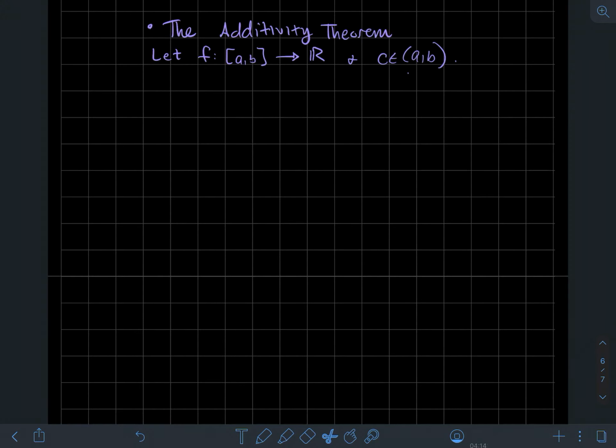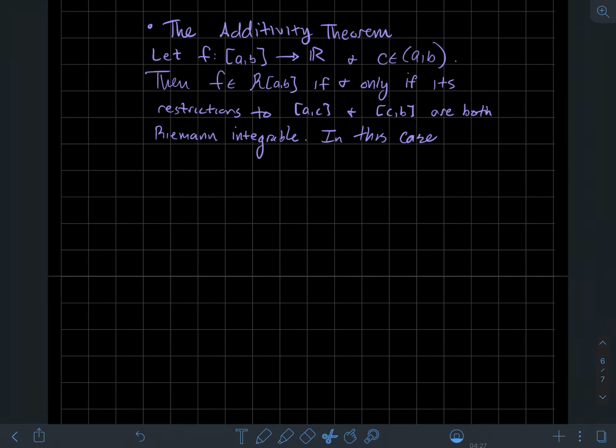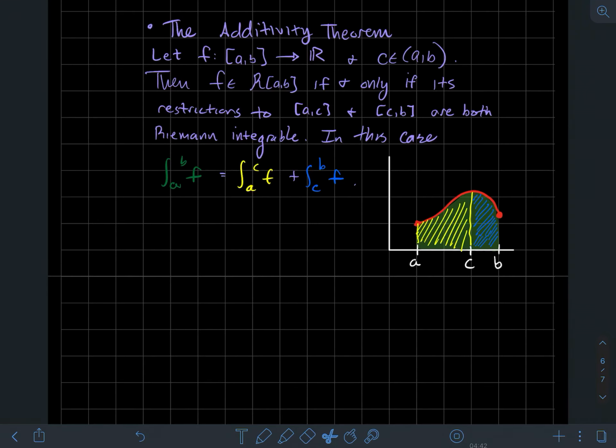If you've got a function whose domain is the closed interval from a to b to the real numbers, and you take a point c that's strictly between a and b, then f is Riemann integrable on the interval from a to b if and only if the restrictions of f to the interval a to c and to the interval from c to b are both Riemann integrable. And in this case, the integral of f from a to b should be equal to the sum of the two smaller integrals.